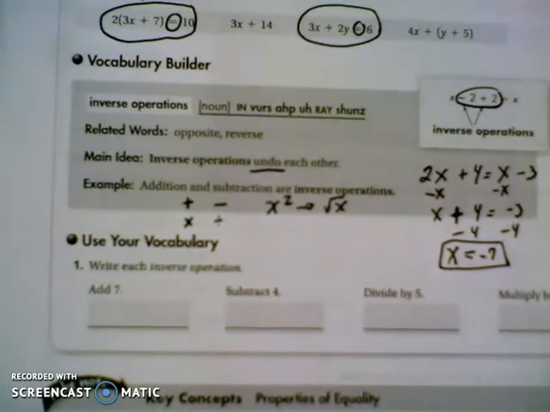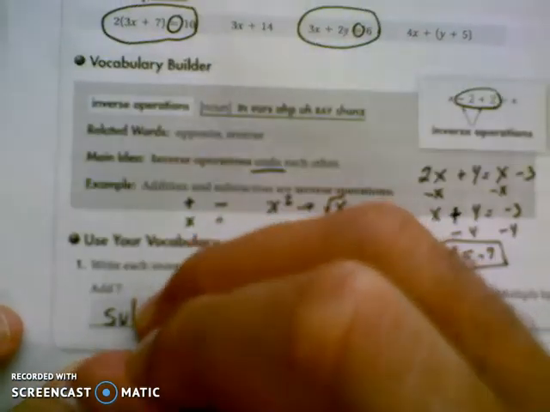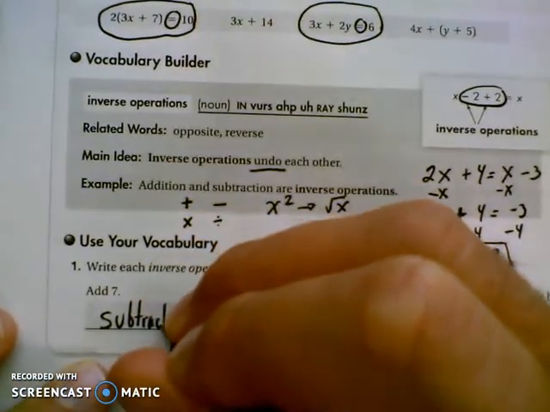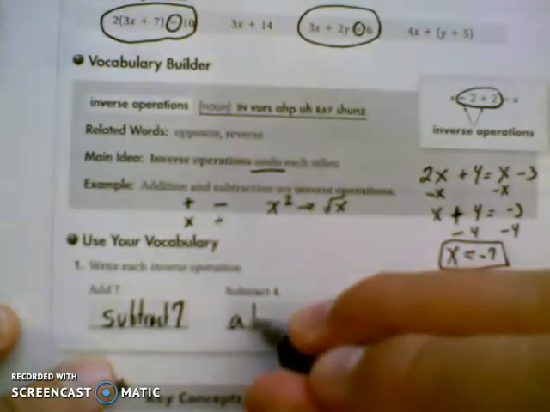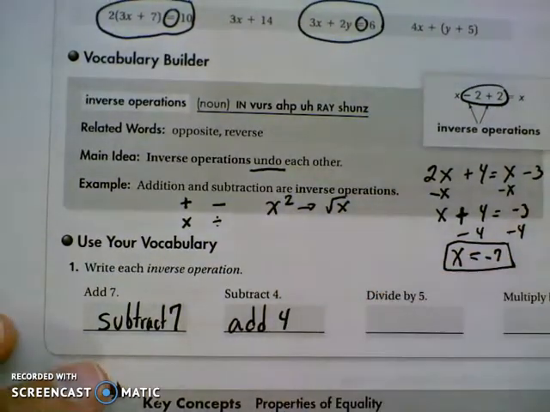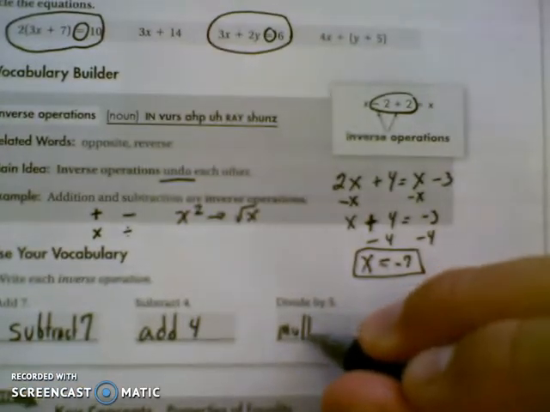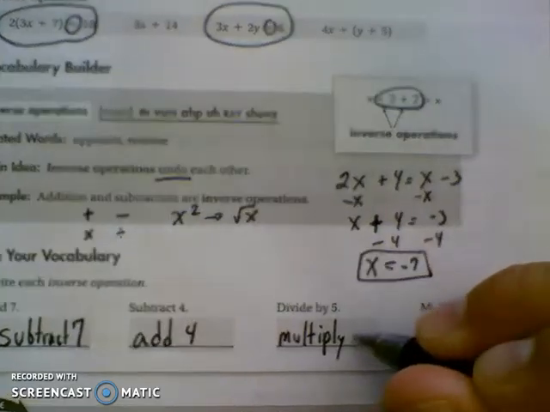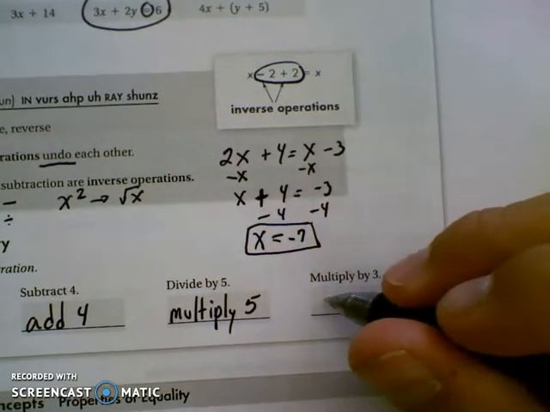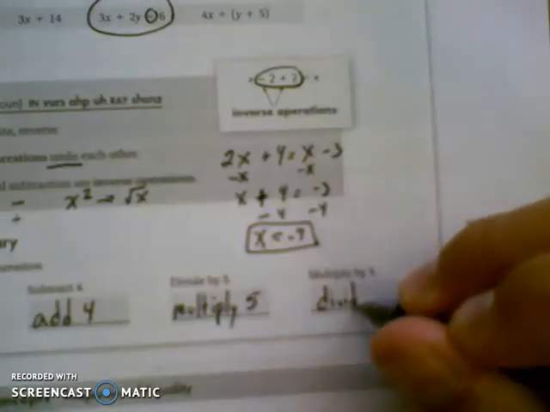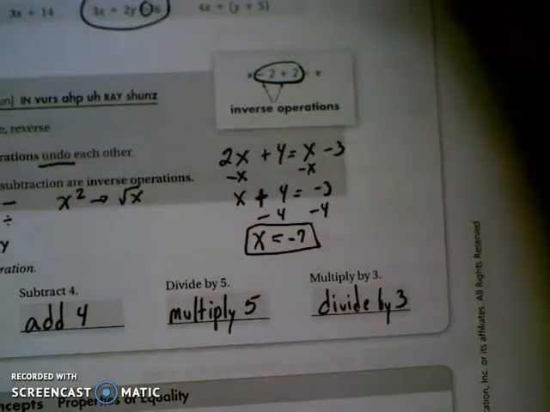So here we go. Number 1 right here. Add 7. The opposite, or the inverse, is subtract 7. Subtract 4. The inverse is add 4. Divide by 5. What's the inverse? Multiply by 5. And multiply by 3. The inverse is divide by 3. Those are inverses of each other.